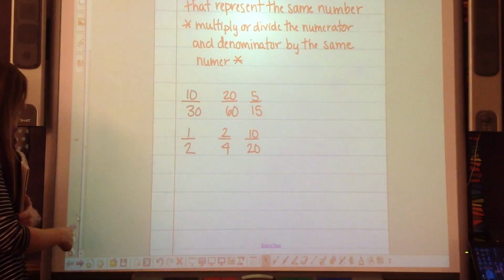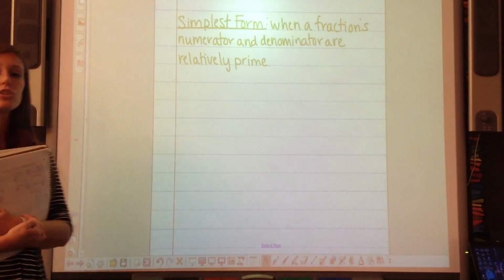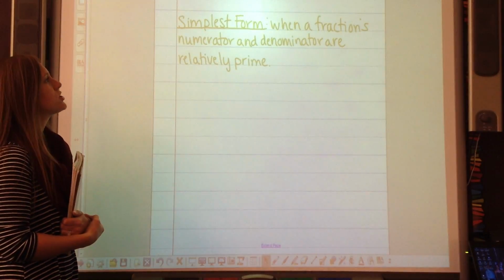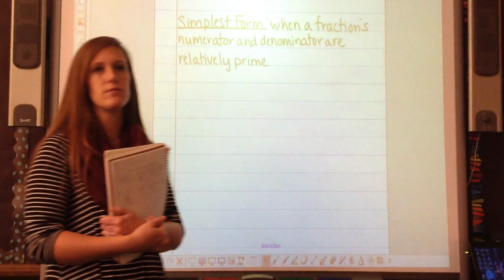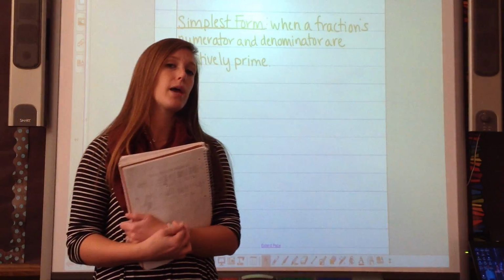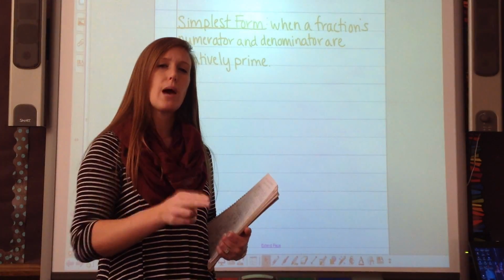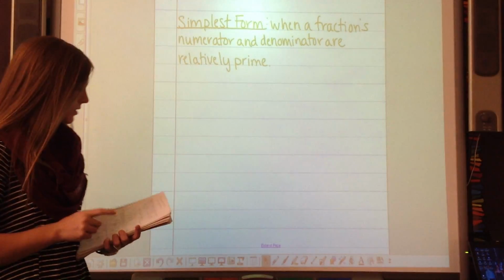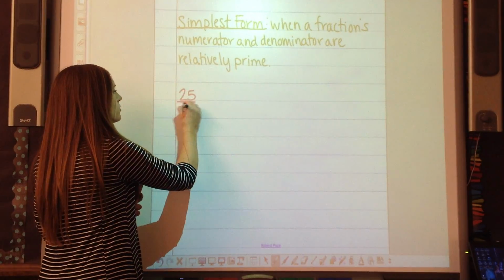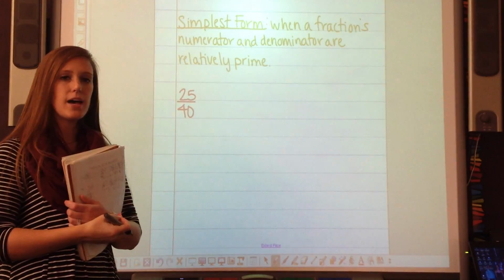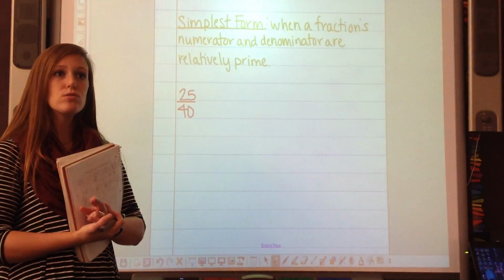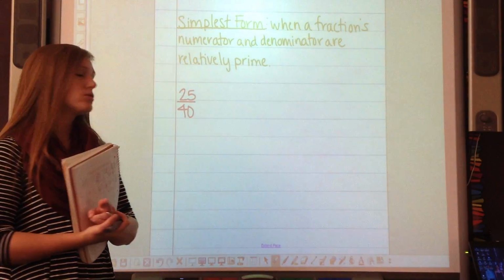Okay, we're going to continue on this theme of finding equivalent fractions, but we're going to work with simplest form. Simplest form is when a fraction's numerator and denominator are relatively prime. In the last lesson we learned that relatively prime is when you have two numbers and their greatest common factor is 1. So let's say we have 25 over 40.